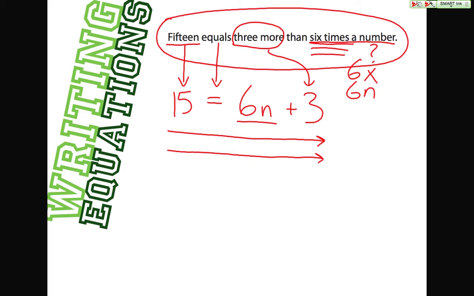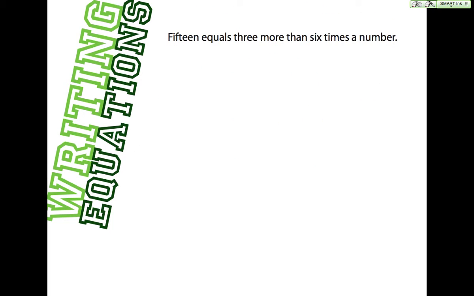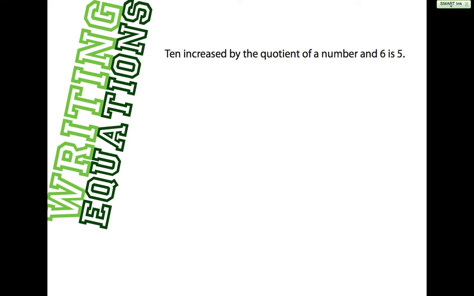Now what we could do is figure out what that mystery number is. And how would we figure that out? We would go ahead and solve this equation. I won't make you solve it right now, but you can see that this would be a simple 2-step equation that we could solve. All right, so this is writing equations. We're translating words into math. All right, how about this one?